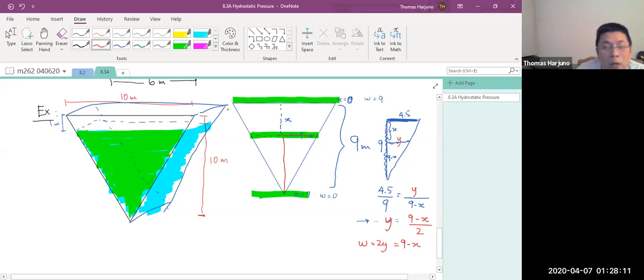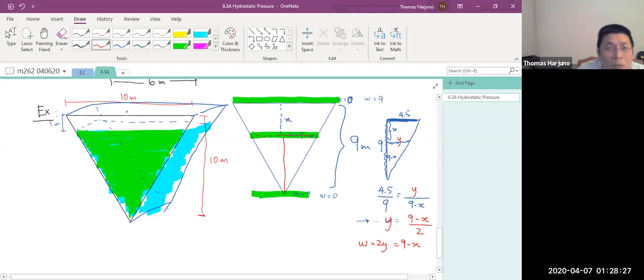But remember the way we did it earlier is actually more intuitive, because when x is 0, it's 9. When x is 9, the width is 0. And you know that the width actually decreases linearly as x increases.